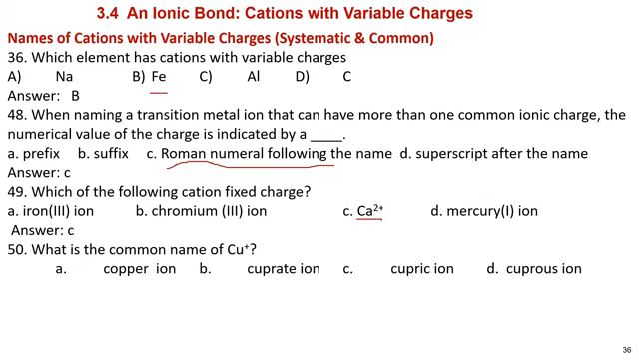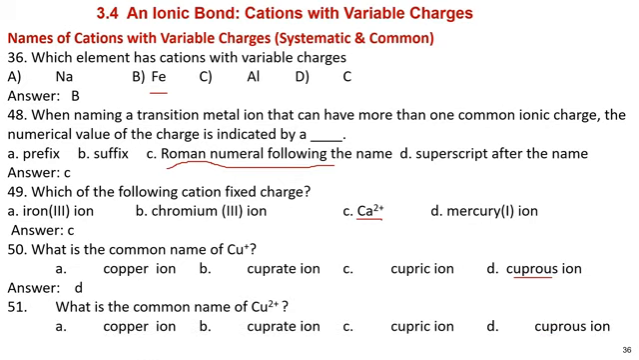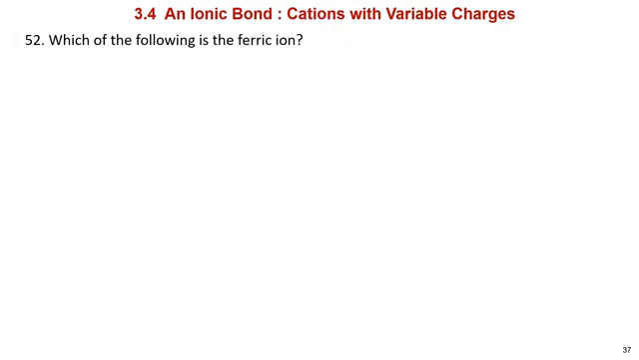What is the common name of Cu+? The common names are cuprous for copper 1 plus and cupric for copper 2 plus. Copper 1 has less charge, so it should be cuprous. D is the correct answer, cuprous. Copper 2 plus has more charge, so it should be cupric. So the answer should be C here.